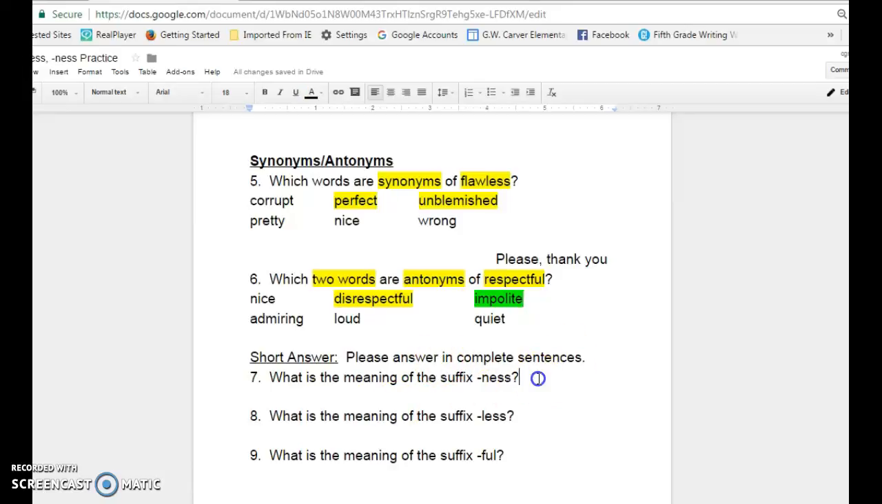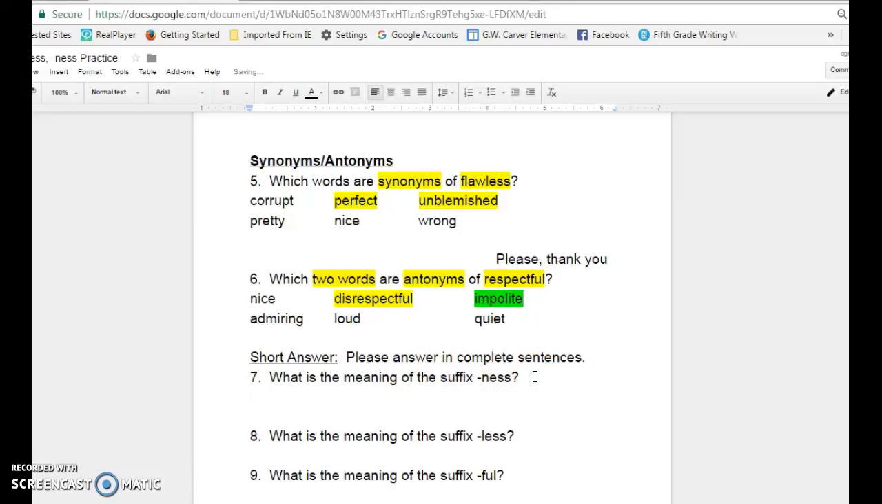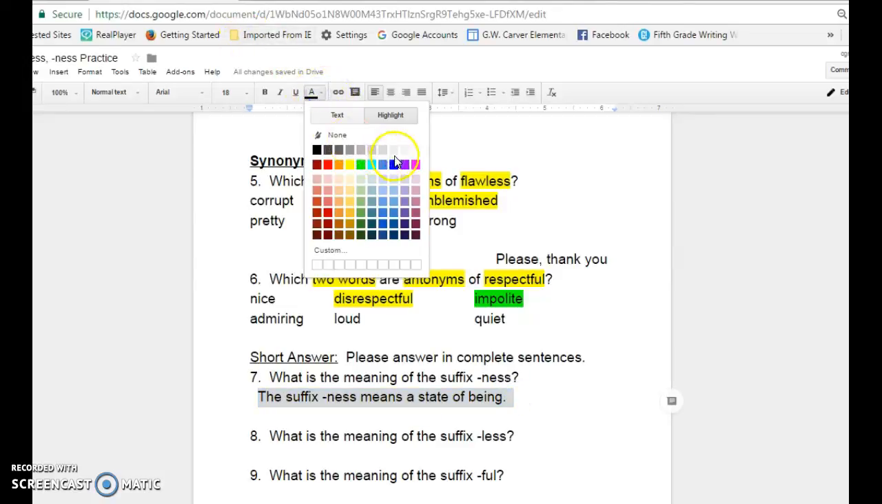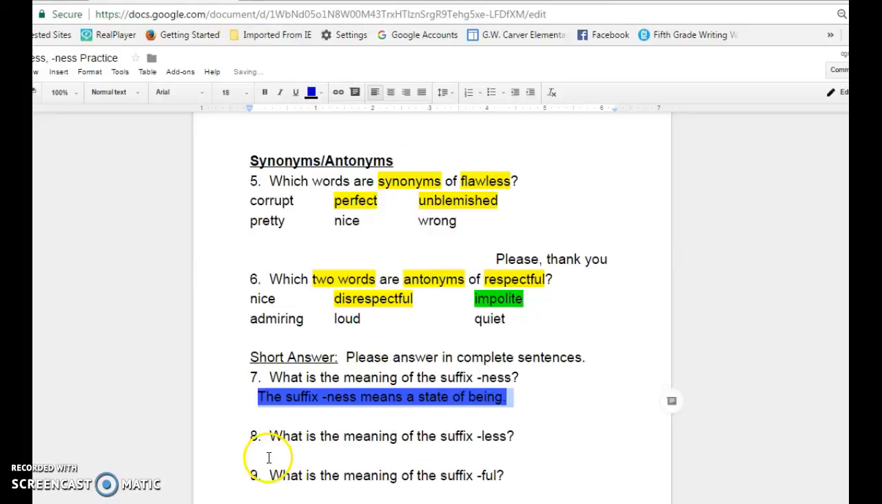What is the meaning of the suffix ness? The suffix ness means a state of being. I would like for you to make it a different color just so it stands out to my eyes. What is the meaning of the suffix less? The suffix less means without.